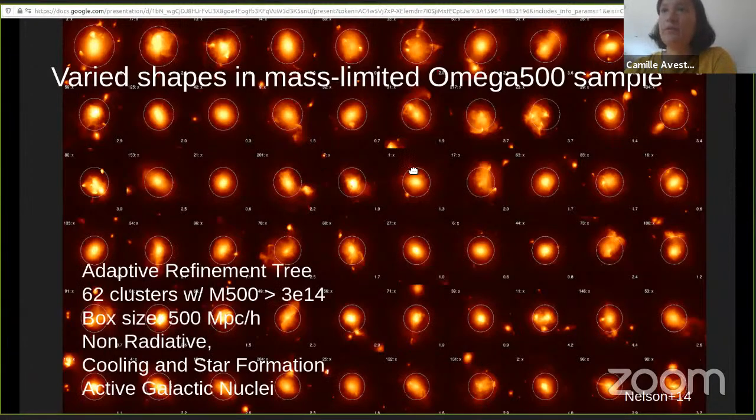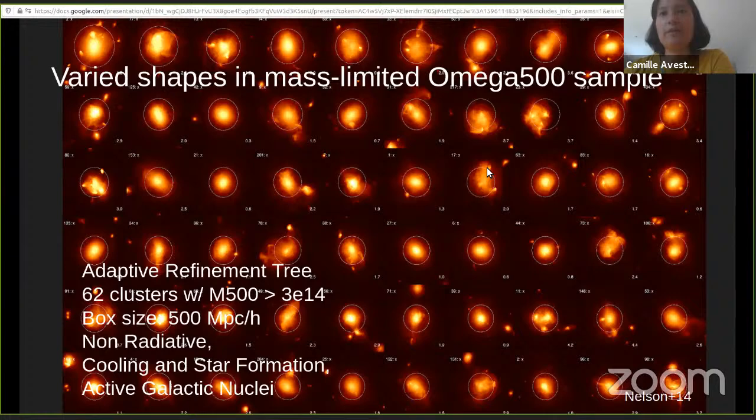So just a little bit more information in case you are interested. It's running with the adaptive refinement tree with 62 clusters, mass selected, right? So above mass 3 times 10^14, matching a lot of, say, SZ selected cluster samples. The overall box size is 500 megaparsecs. So this is sort of, instead of doing individual zoom-ins, we did region zoom-ins in one big box and did it sort of all in one shot.